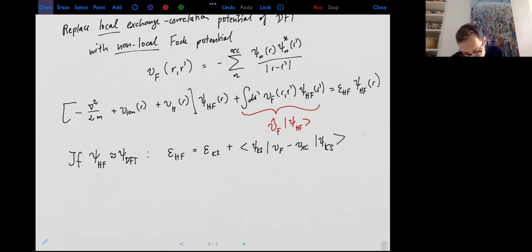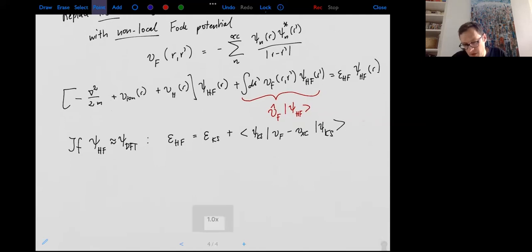Right. And this equation makes a lot of sense. It looks basically like what you would do in a first order perturbation theory calculation. So you would basically correct the Kohn-Sham energies with the expectation value of the difference between the Fock operator and the exchange correlation potential. So that shouldn't be very surprising.